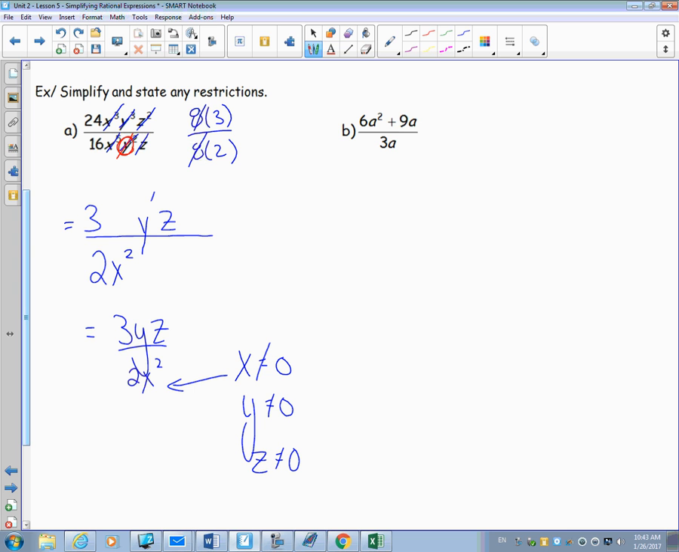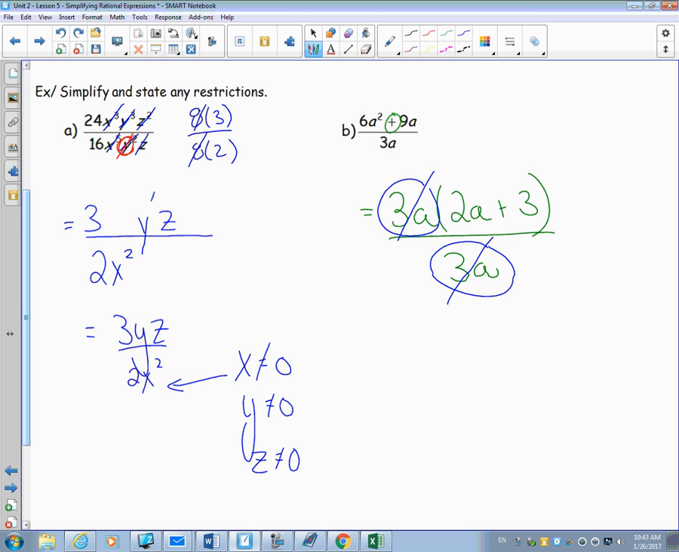Let's try the next one. Can I cancel anything right now? I know somebody's tempted to cancel this 9a and the 3a and say that just makes 3. But we can't because things aren't multiplying yet. I have to make multiplying out of adding things before I can cancel. So we need to factor. That's common factor. On the top, I can take out a 3a. Now I've got multiplying. Things on the top and the bottom are the same. I can cancel all of this with all of this.